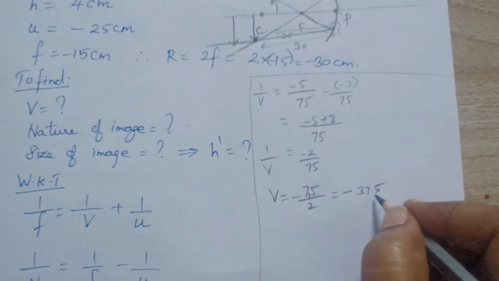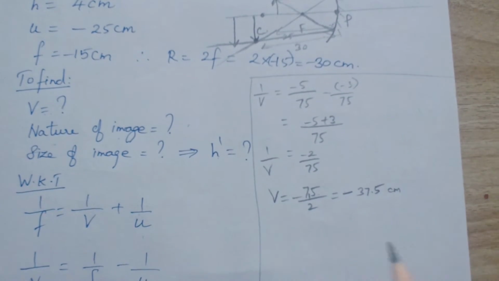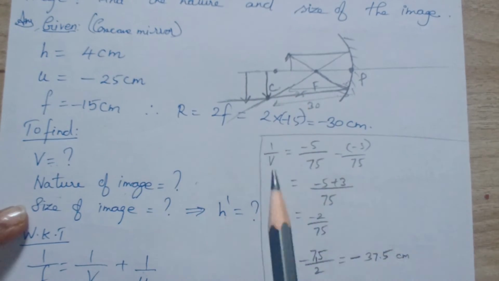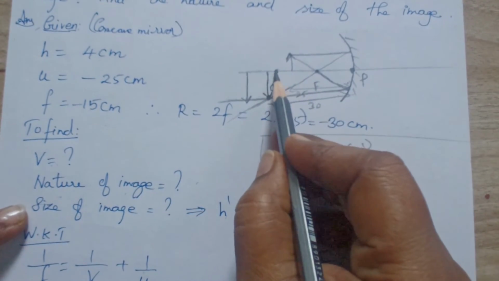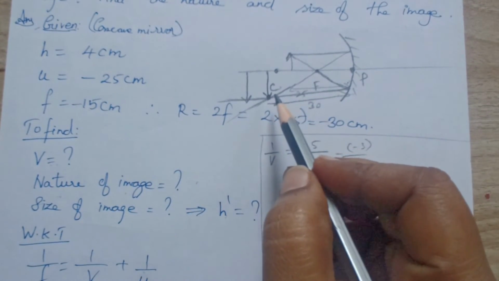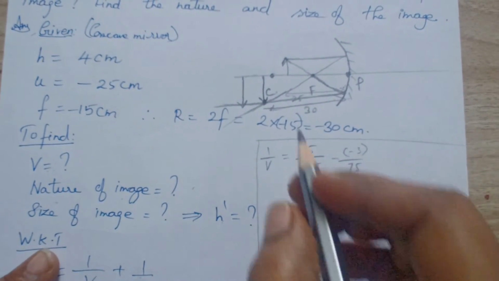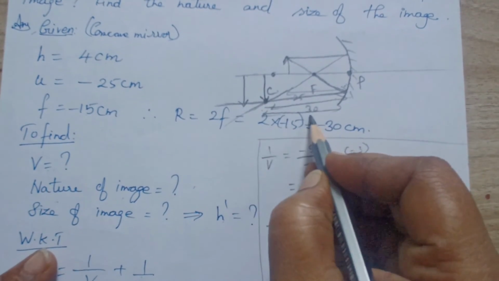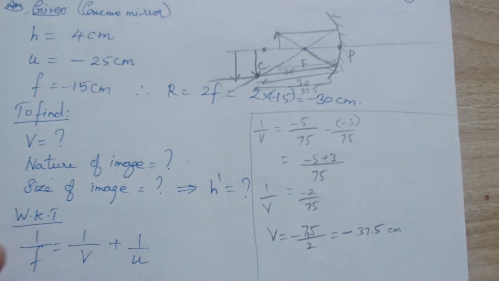So minus 37.5 centimeter. This shows that V is on the negative side of the x-axis. Exactly. So the center of curvature lies at a distance of 30, so you know that the image will fall beyond the C. It is 37.5 centimeter, beyond the C, somewhere here. Okay, clear on this? Okay, next.